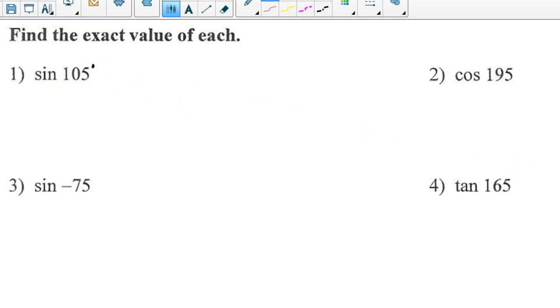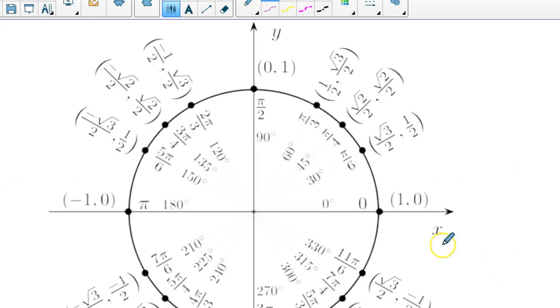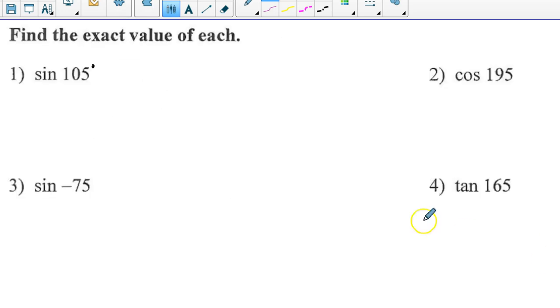So in the unit circle, we don't see 105. It starts from 0, 30, 45, 60, and after 90 we have 120. So 105 is not available there. Therefore, we have to write this 105 in terms of the known angles. That is, I can change it as sine 60 degrees plus 45 degrees.